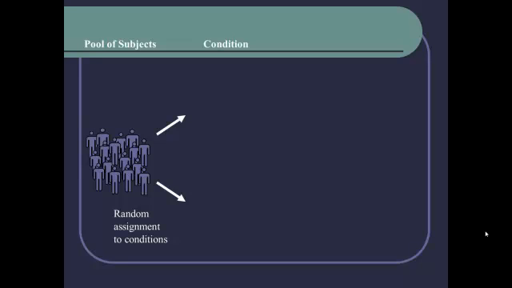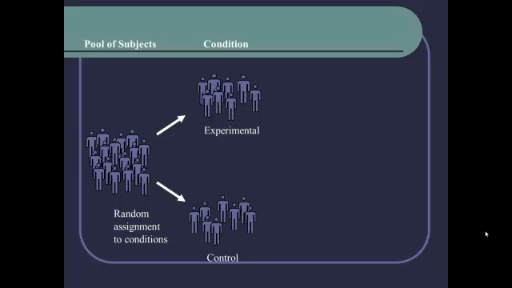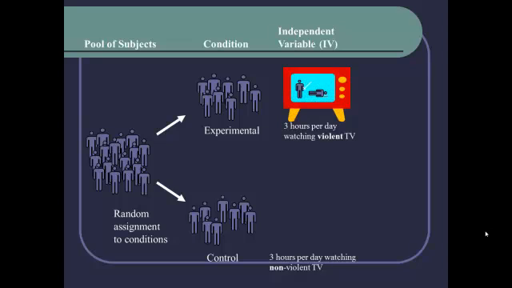Conditions is another word for groups. So we have the experimental condition, or the experimental group, and the control group. The experimental group gets the quote-unquote treatment, and the control group doesn't. What we mean here by treatment is the independent variable. The independent variable is the thing that we want to test. So we're interested, does watching violent TV cause violent behavior? The independent variable here is the violent TV.